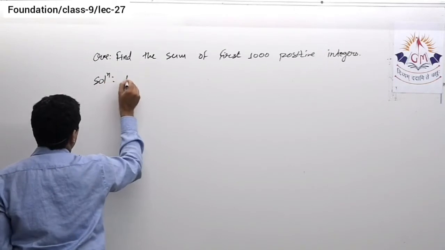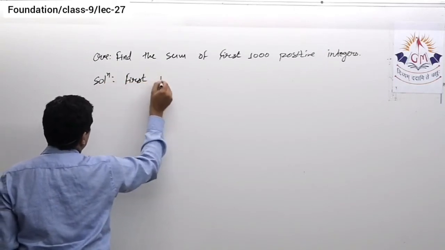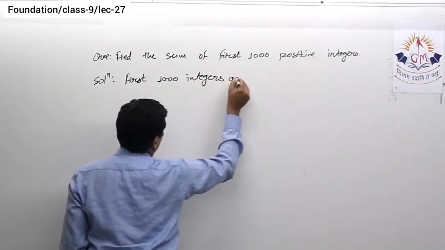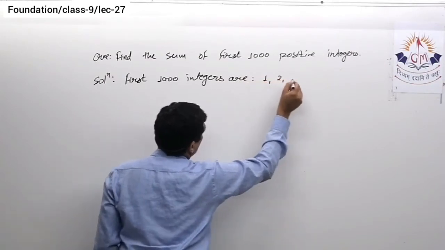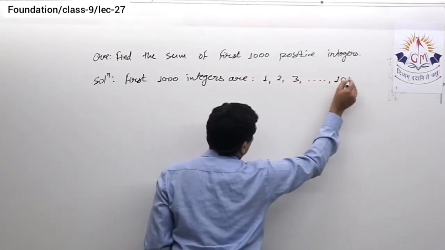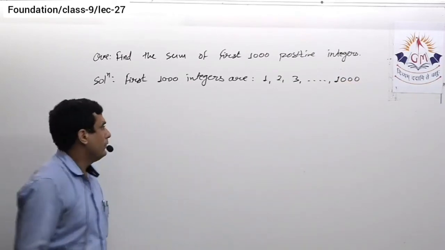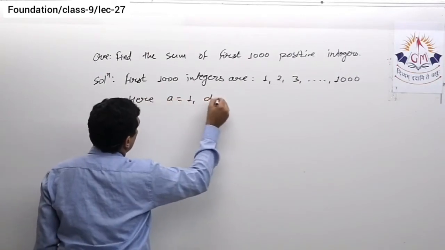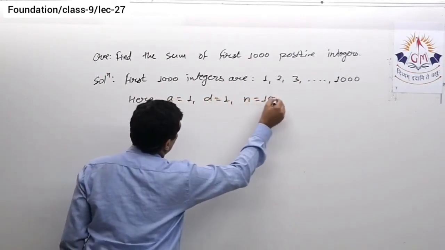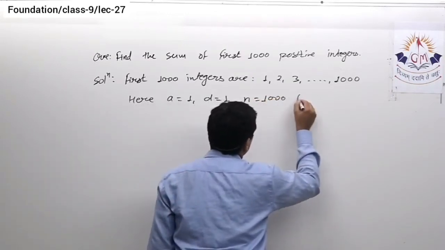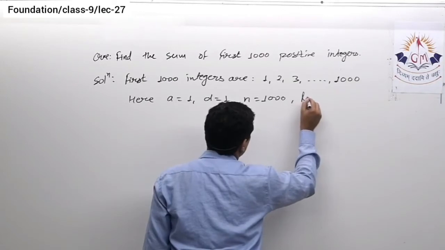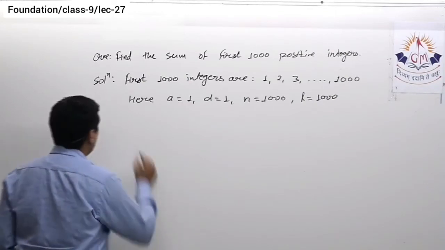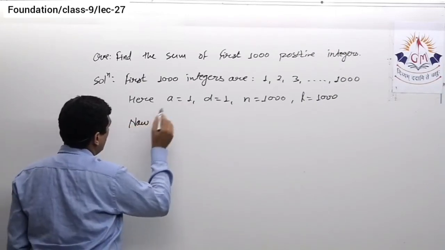So first 1000 integers are 1, 2, 3 up to 1000. Okay, so here I can say a is equal to 1, d is equal to 1 and n is equal to 1000. Also I can say L is equal to 1000 because last term is 1000. Okay, so now I can find the sum of all these terms.